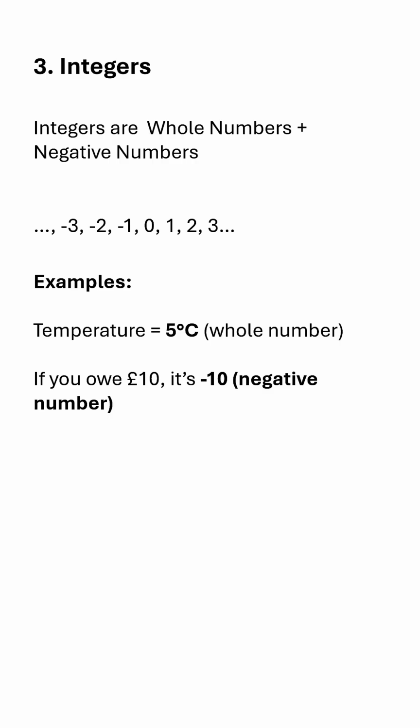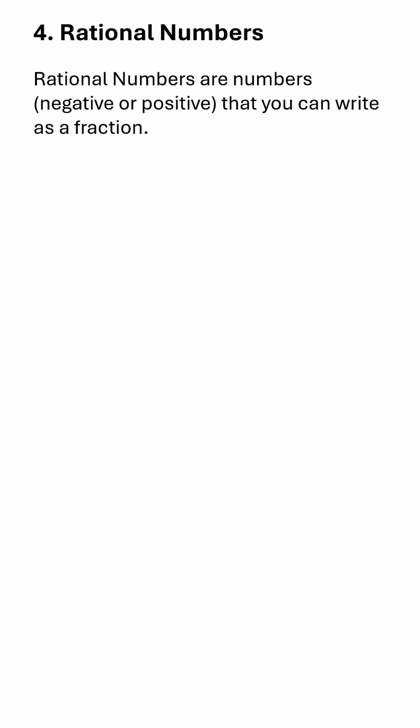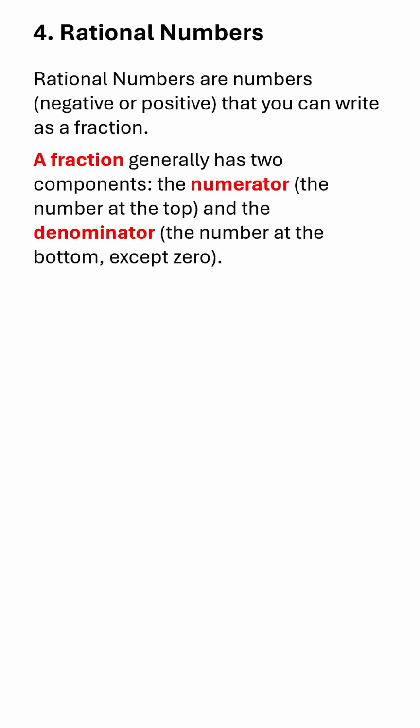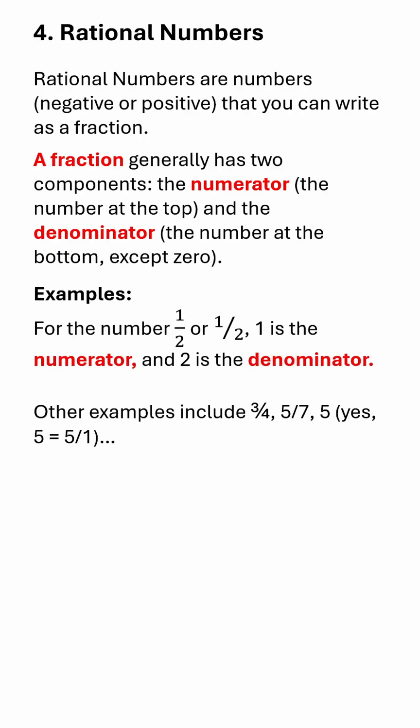Next, rational numbers. These are numbers you can write as a fraction. A fraction generally has 2 components: the numerator, the number at the top, and the denominator, the number at the bottom. For example, for the number 1/2, 1 is the numerator and 2 is the denominator.